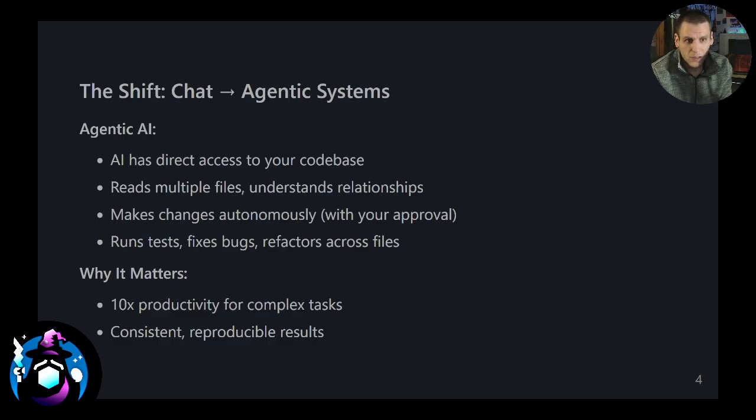Today, LLMs can have very large context windows, and that allows the AI to get direct access to all of your code base, and it reads all of the files and understands the relationships between entities, and that helps it to make changes autonomously with your approval. You can still check, for instance, the Git commits before pushing them to your real CI. You can run tests, fix bugs, refactor your whole code base.